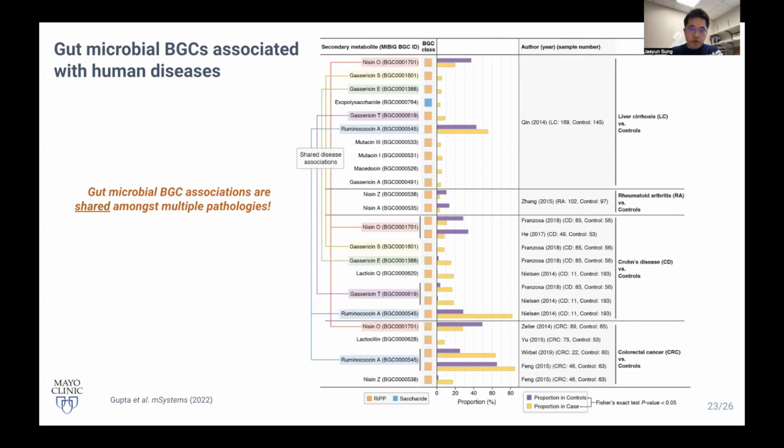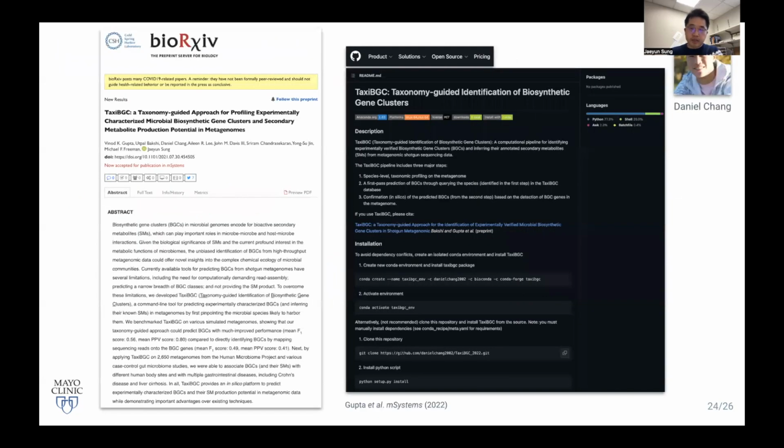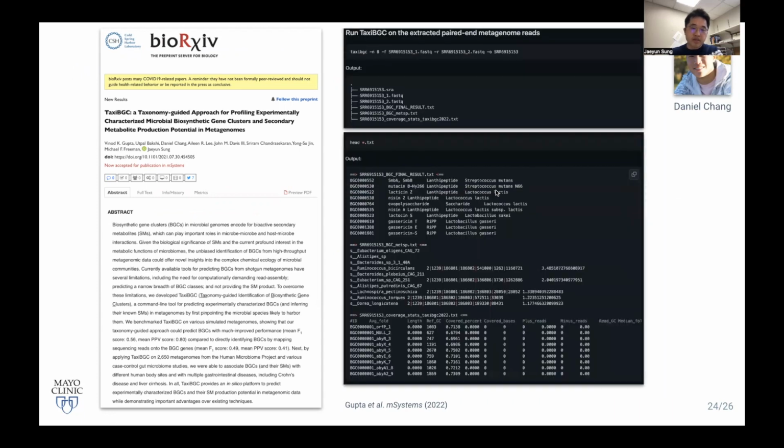So for those who want to use TaxiBGC, we have a GitHub page to go along with our paper. This repo, along with the conda package I'll show later, was designed by a very talented and super sharp undergraduate in our group, Daniel Cheng. The GitHub provides a friendly guide on how to install and use TaxiBGC. We also have a demo.